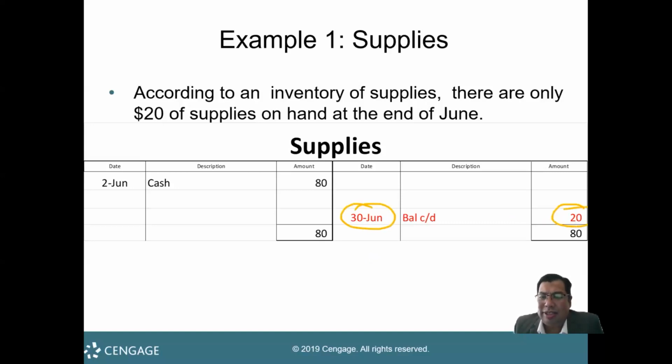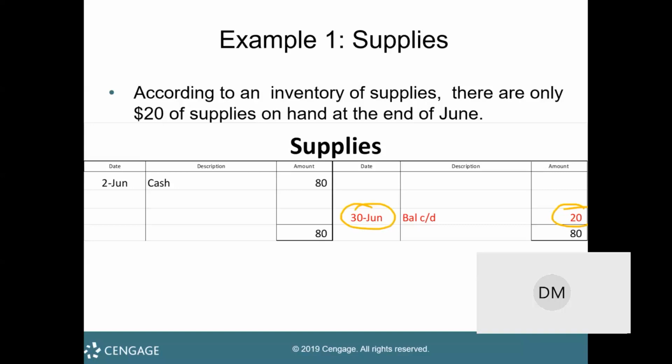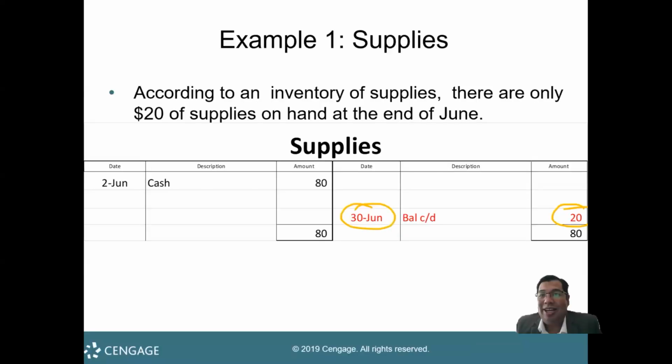Where is the $60 gone? You used the supplies: the paper, the stationery, the pen, the toner, or whatever has been used already. You check and only have a few left. It means you already used $60 of office supplies.